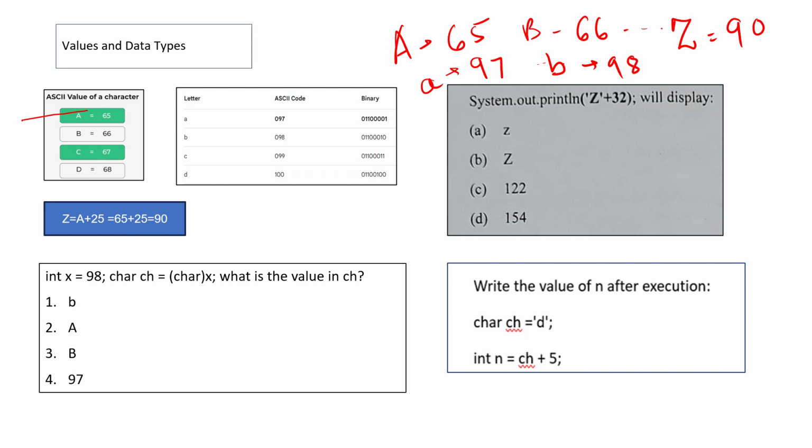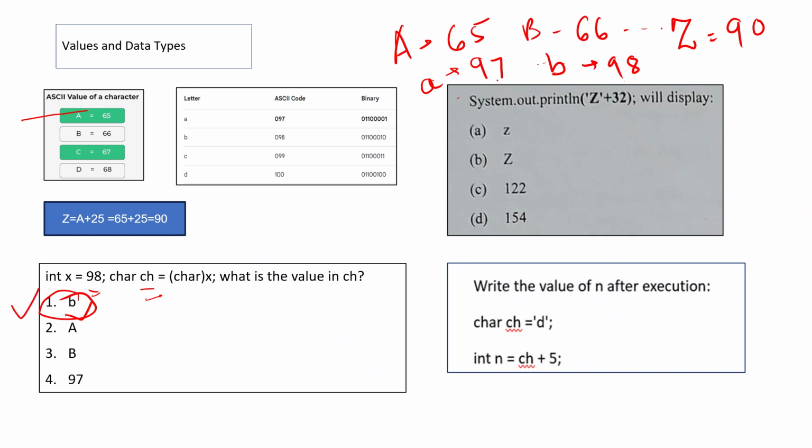Now this is the question: int x is equal to 98, then what will char ch be? Small a has 97, small b has 98. So my answer should be small b.